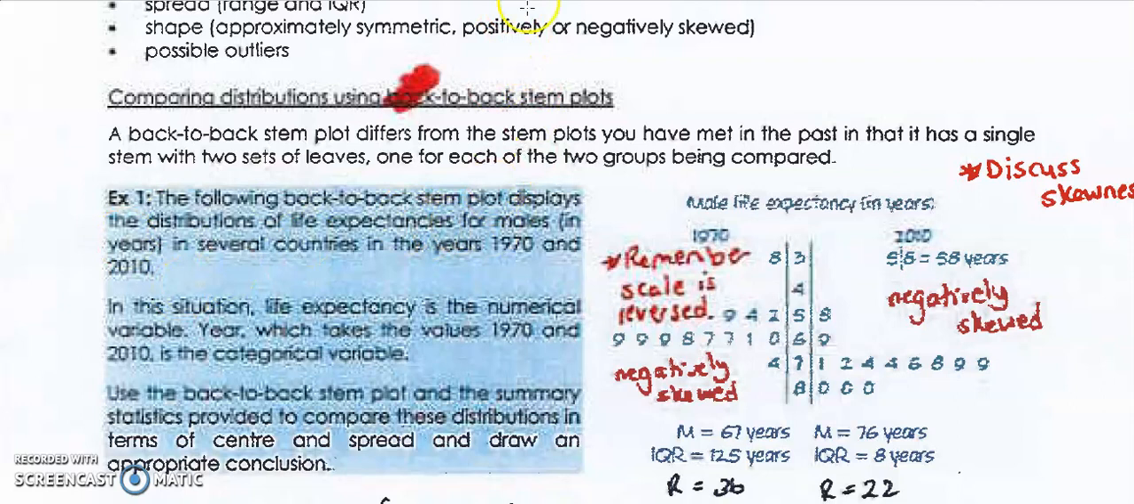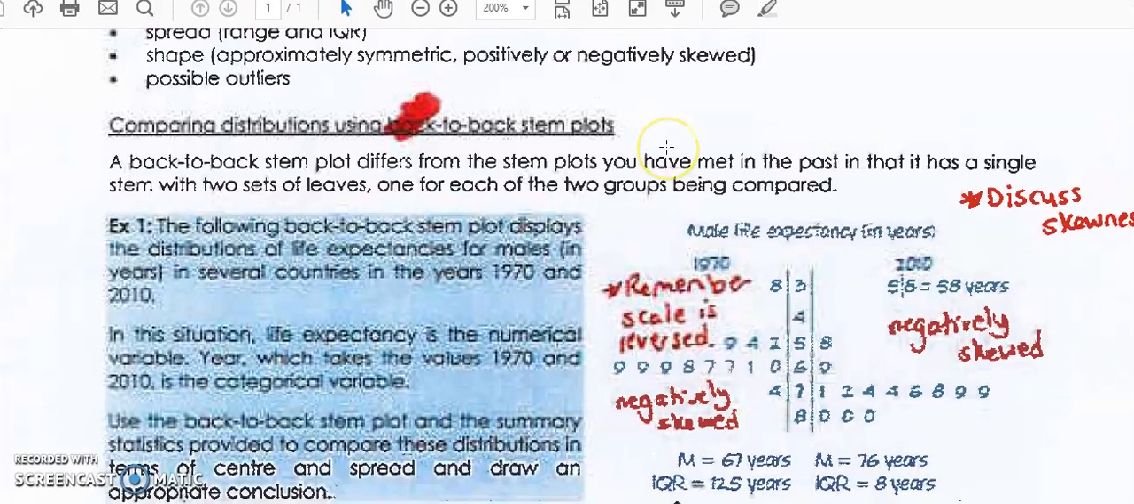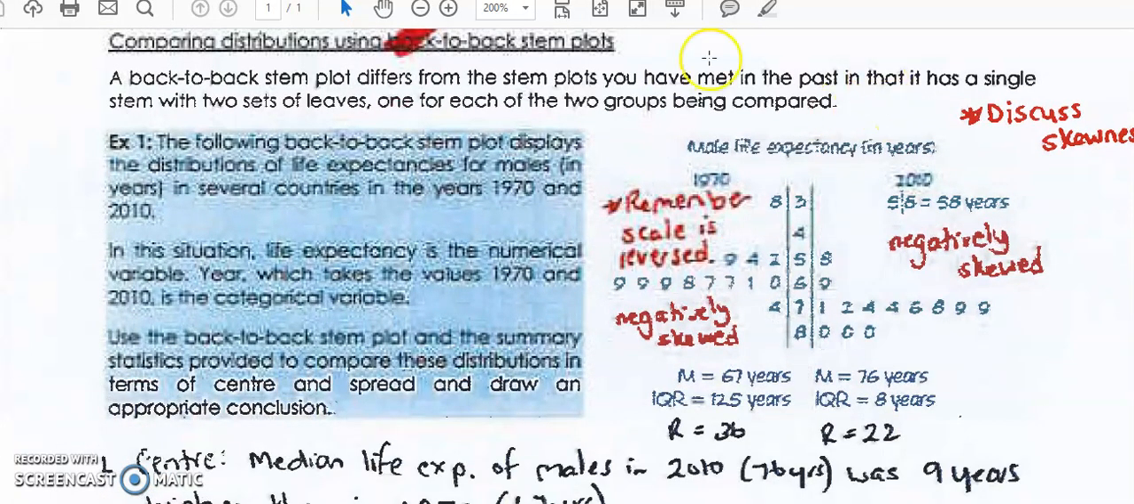Let's try to figure out what type of context we're looking at and what type of comparison are we gonna draw. So I'm just scrolling up and down a little bit just to get this all fixed. Okay. So a back-to-back stem plot differs from the stem plots you have met in the past in that it has a single stem with two sets of leaves, one for each of the two groups being compared. So right now we're used to just seeing stem on one side with leaves. This one here is a back-to-back stem and leaf plot, and with this we can group two groups with this.